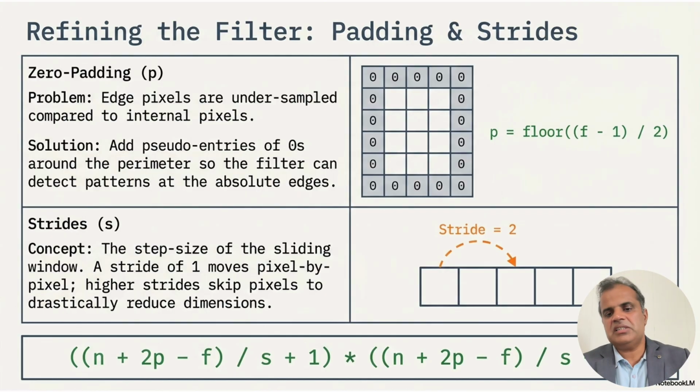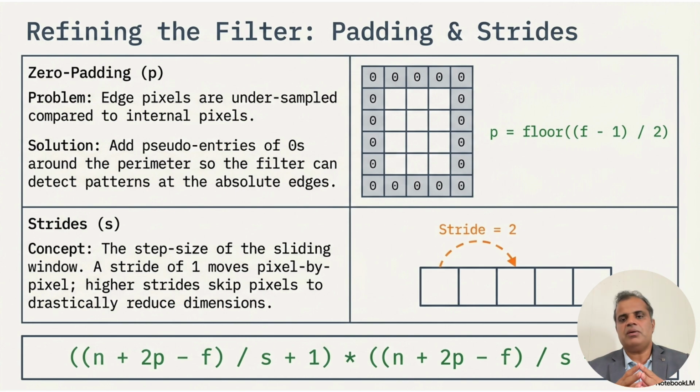Look at the top half of the slide. If we just slide a filter normally, the numbers in the center get touched multiple times, but the edge pixels are only sampled once. This means the model loses information along the borders. To fix this, we use zero padding. We wrap our input matrix in a border of artificial zeros. This gives the filter room to step outside the original data, ensuring the edges are fully analyzed and keeping our output size from shrinking.